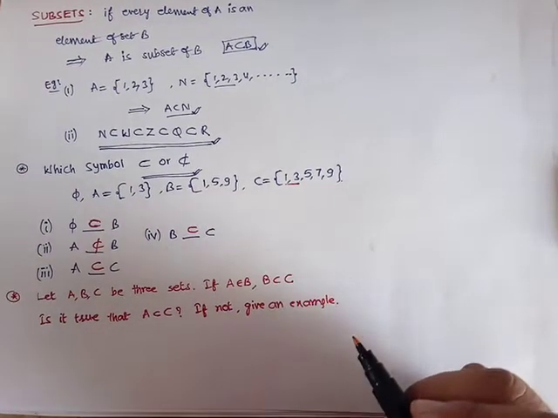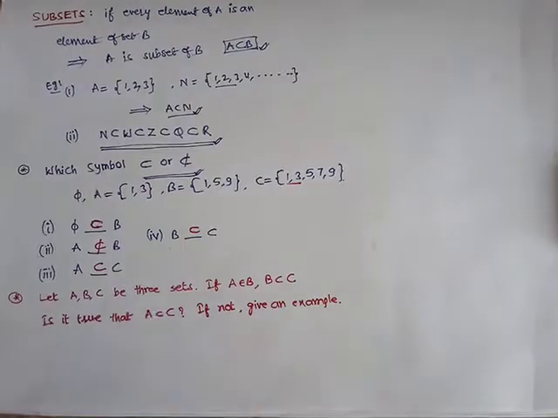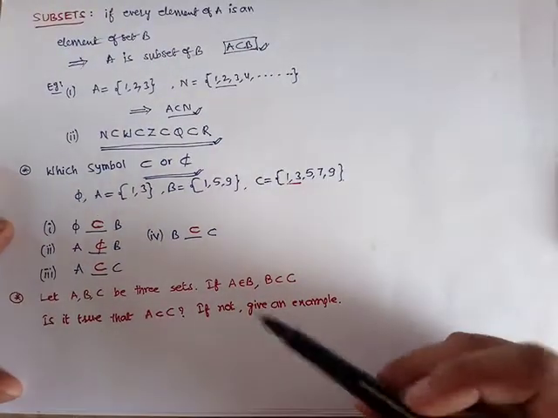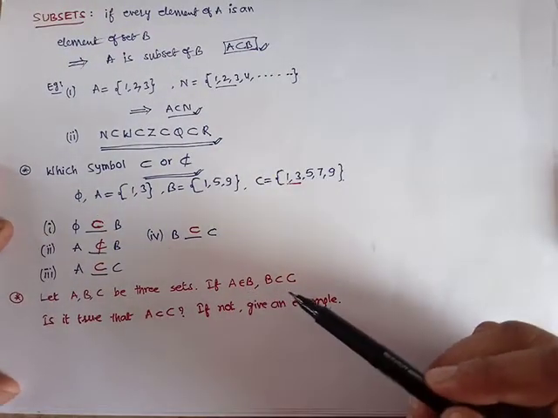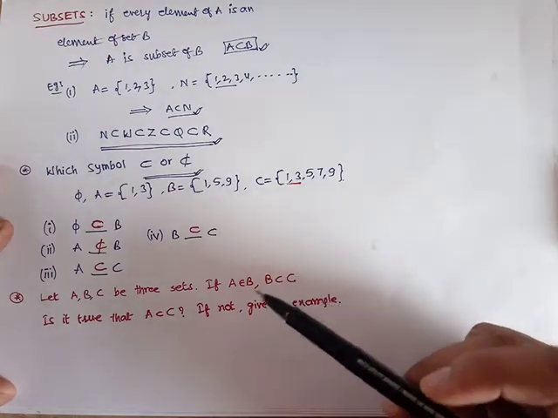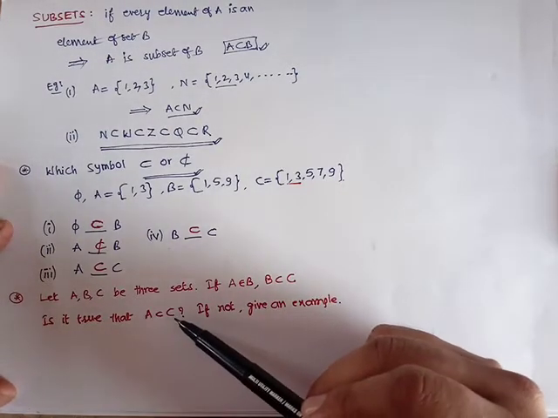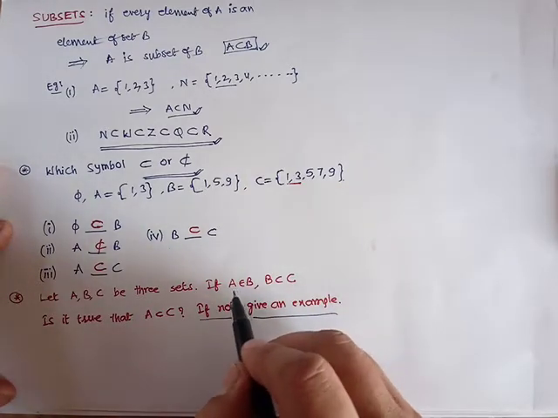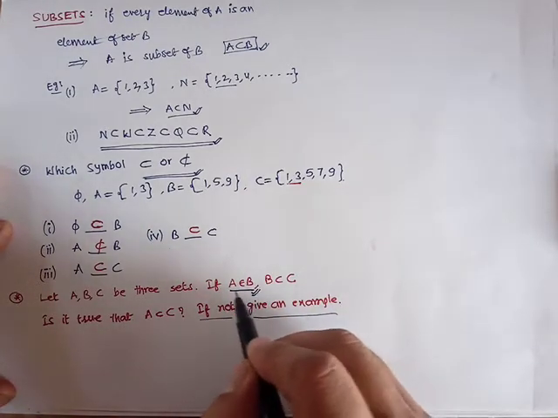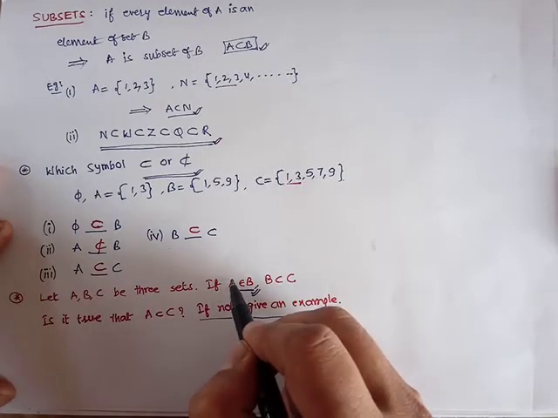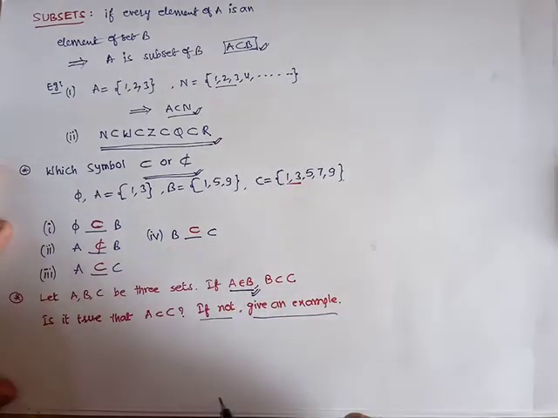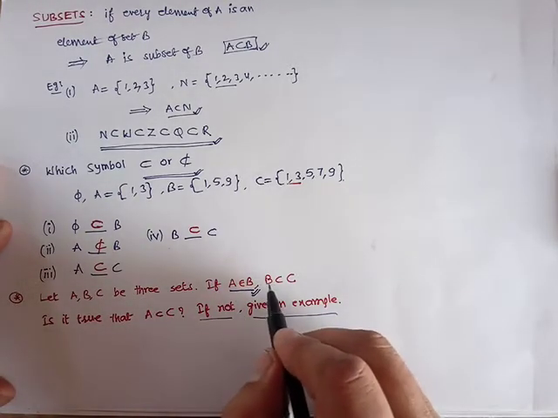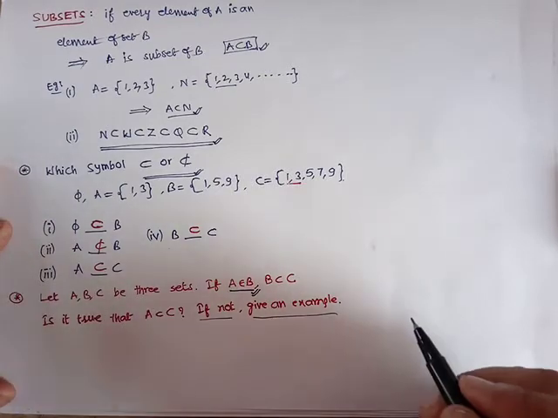Now we'll see the second one. The question is given: let A, B, C be three sets. If A belongs to B and B is a subset of C, is it true that A is a subset of C? If not, give an example. So here it is mentioned A belongs to B. The meaning is A is an element of set B, and B is a subset of set C.